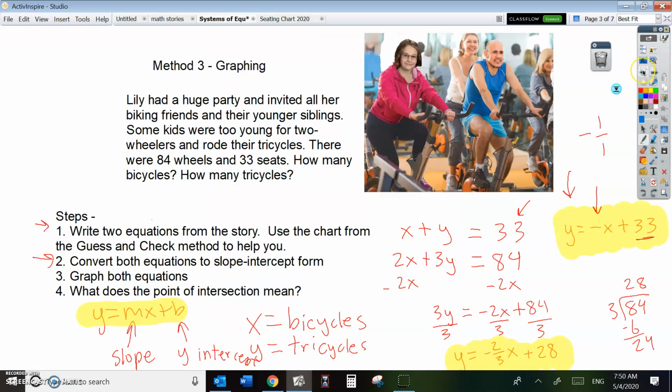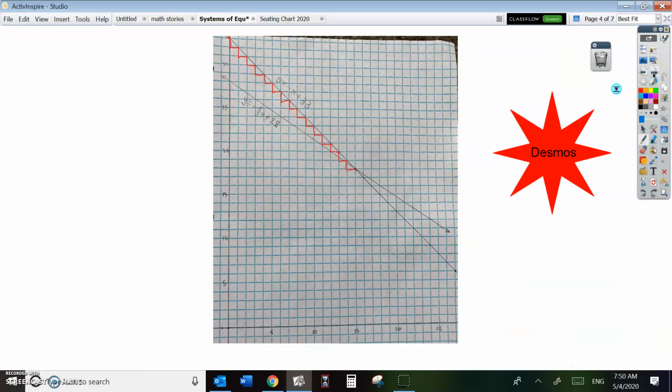Now look at the other equation. The y-intercept is 28 and the slope is negative 2/3. So you need to put a point at (0, 28), which is this point here, and then go down 2 over 3, down 2 over 3, down 2 over 3, and the point where they intersect is (15, 18).